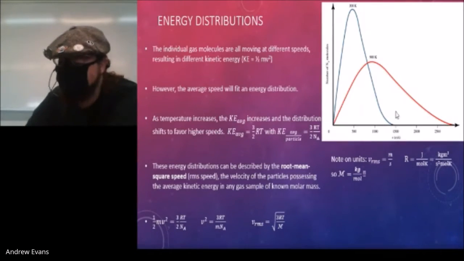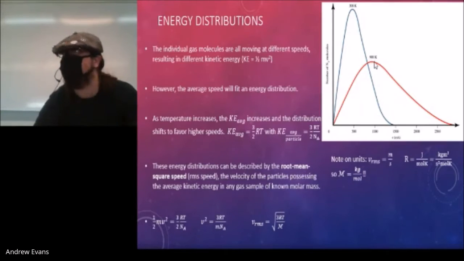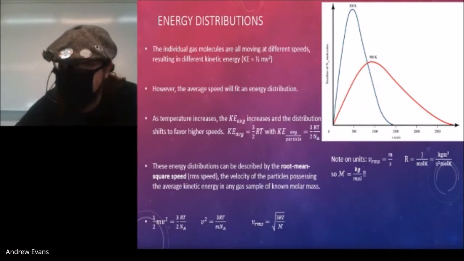And if you took the integral, we're not going to do an integral, but if you took the integral, which is the area under the curve, you would see the red curve has a higher kinetic energy, while the blue curve has a lower kinetic energy. So the area under this curve would be less.